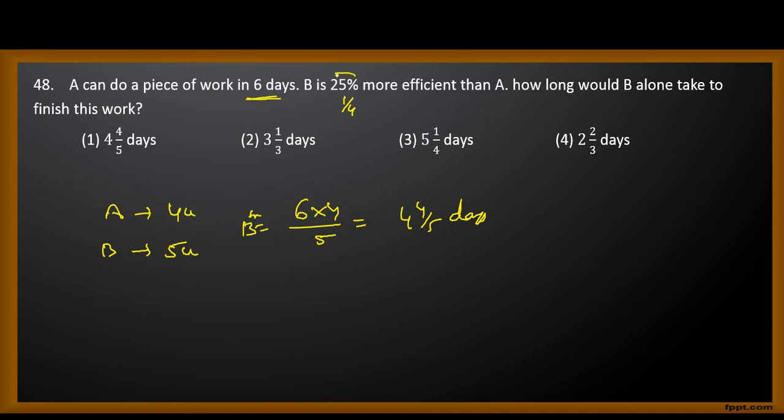Because 25%, if you convert it into a fraction, you get 1 by 4. What is the number at the denominator? 4. So for that reason, I'm taking A as 4 units per day. Assuming that A is doing 4 units per day, then B will do 5 units per day.